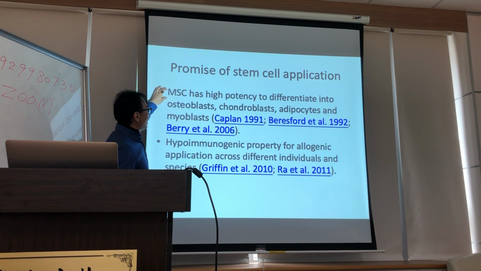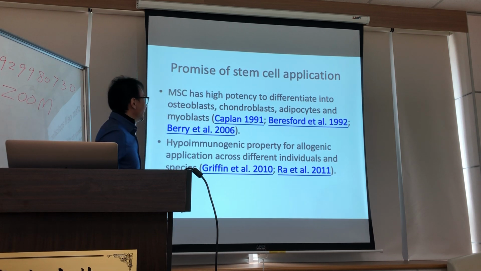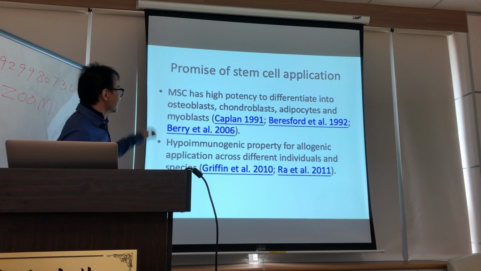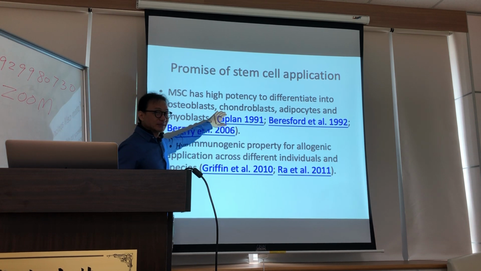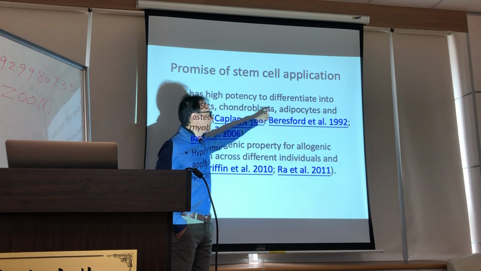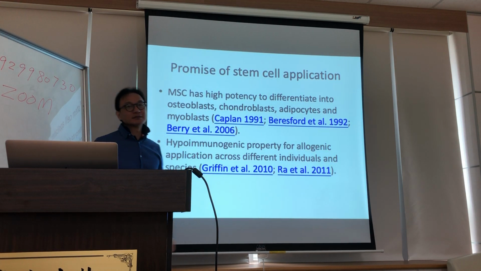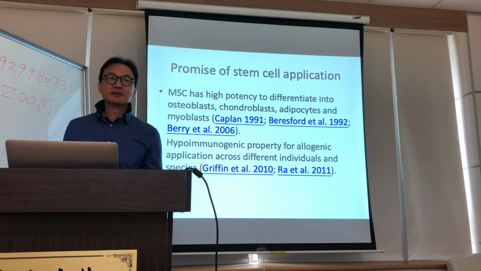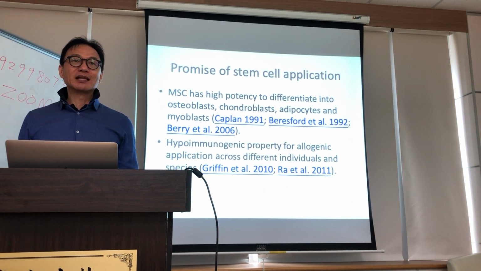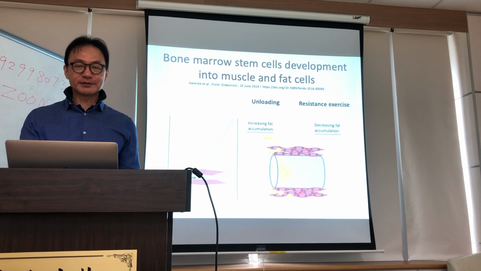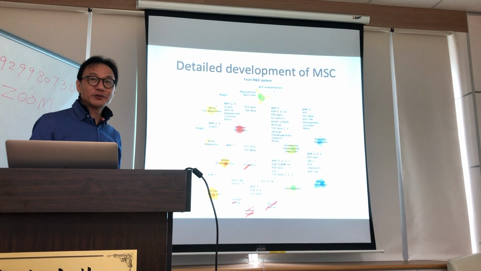Mesenchymal stem cell has high potency to differentiate into osteoblast, odontoblast, adipocyte, and myoblast. Okay? Actually, a lot more. If you look at here, then you understand. It's much more than that, right?